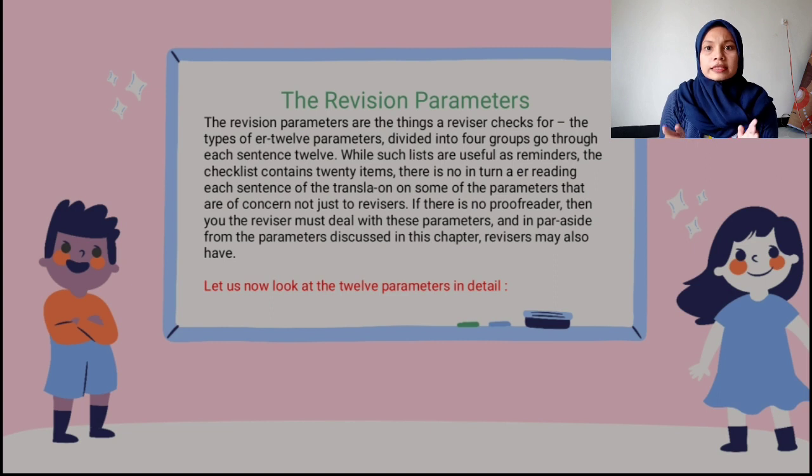So guys, before entering this material, I will explain what referencing parameters are. The things a reviewer checks for are the types of errors that go towards its sentence, while on the parameters, the agency gives their transfer coefficient. So let's use them as useful reminders. The checklist contains 20 items. There is non-literal reading, sentence of the translation on some of the parameters that occur, not just reverse, must deal with these parameters and apparatus from the parameters discussed in this chapter.